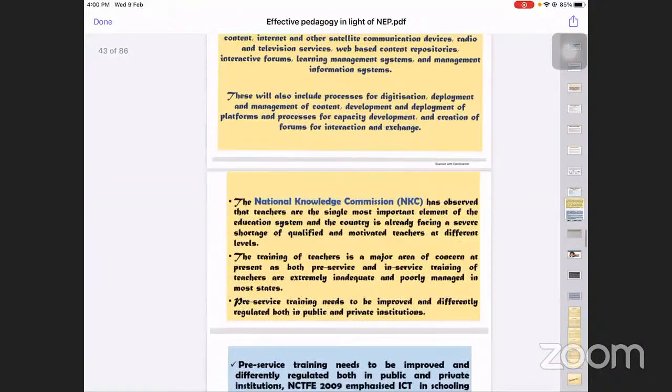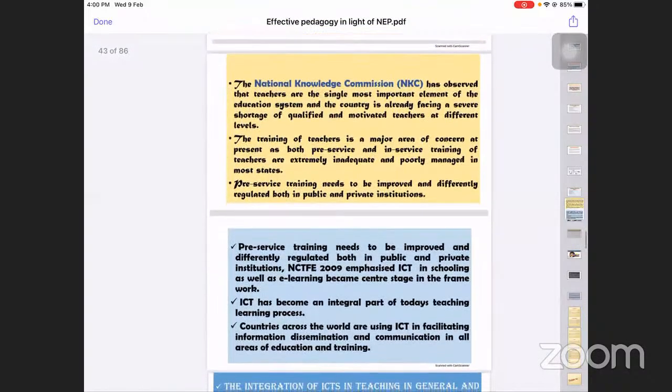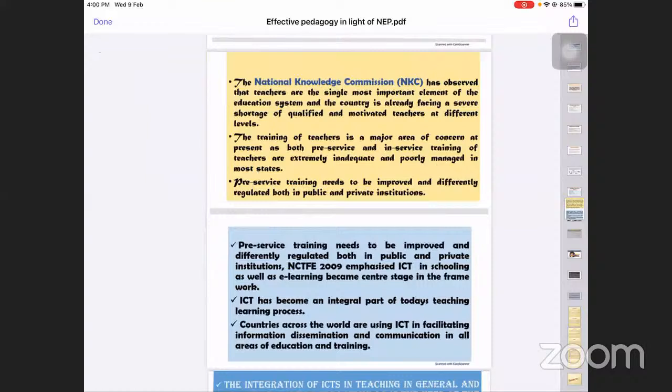This is the recommendation of the National Knowledge Commission: in training colleges, where pre-service teacher training like B.Ed and M.Ed happens, ICT should be developed. The schools must have smart classrooms and connectivity. There will be a connection between industry and school, so that students and pupil teachers can take internships from that side also.